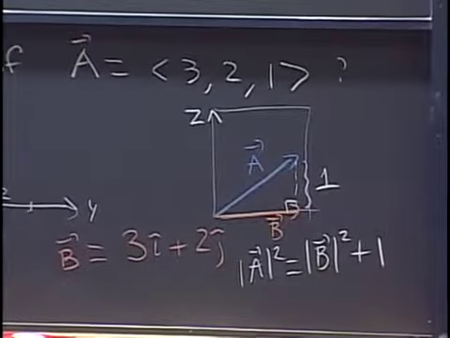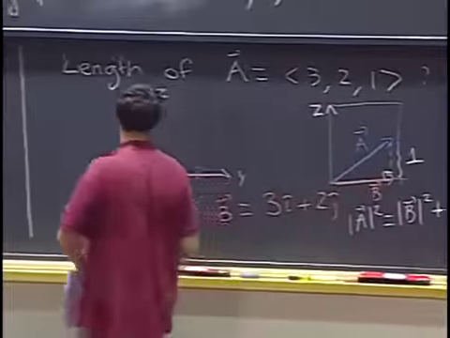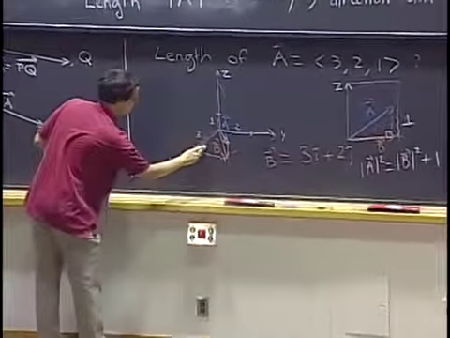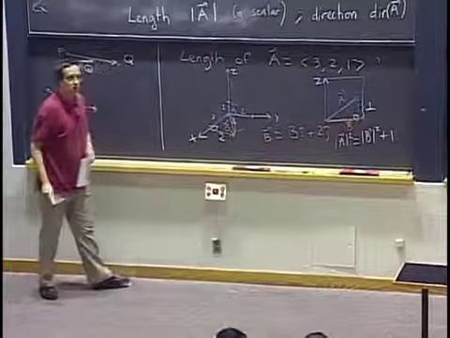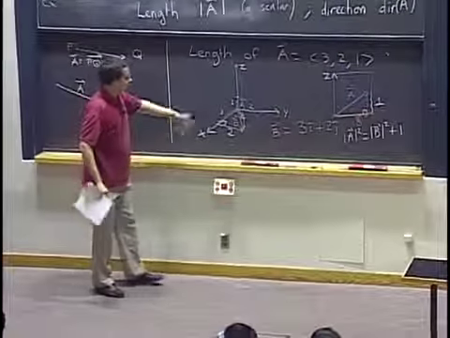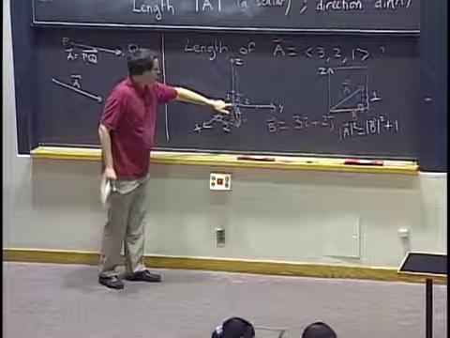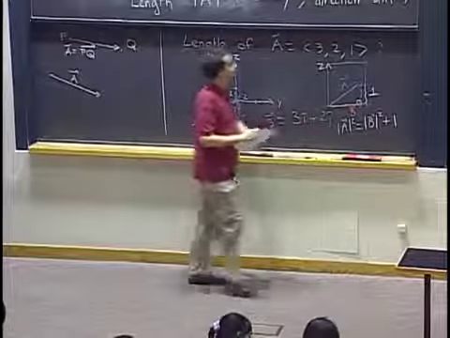Now, we are reduced to finding the length of B. But the length of B we can again find using the Pythagorean theorem in the xy plane, because here we have a right angle. Here we have 3 units, and here we have 2 units. Okay, so if you do the calculations, you will see that length of B is square root of 3 squared plus 2 squared, that's 13, so square root of 13.